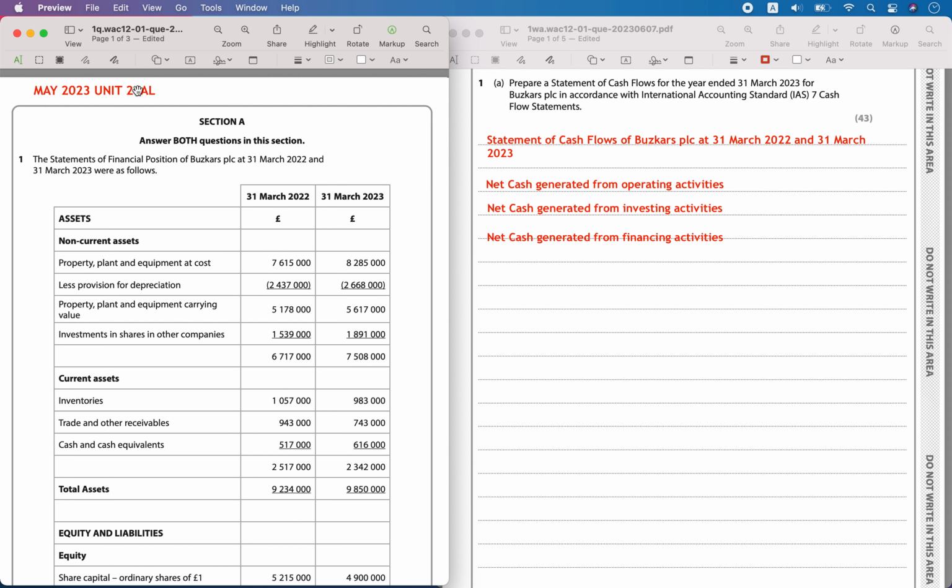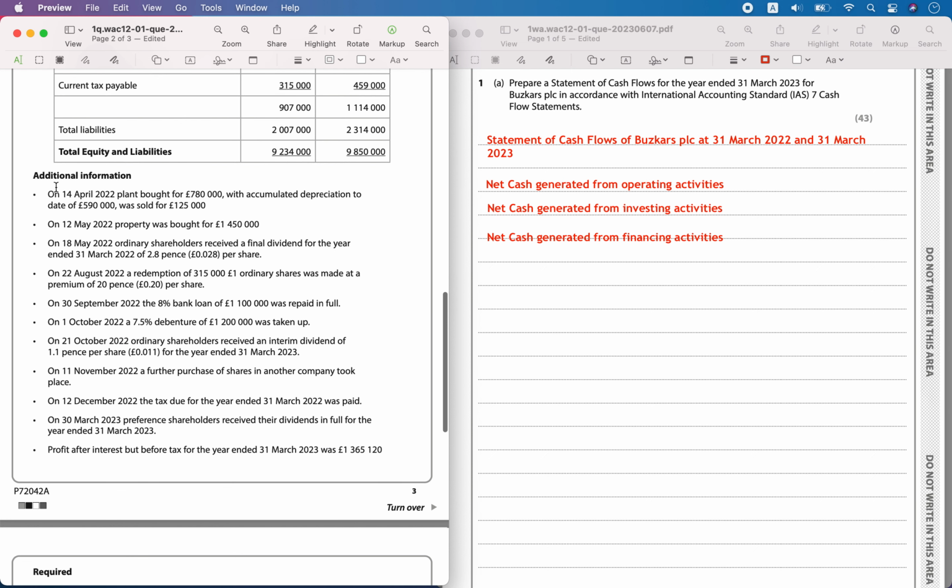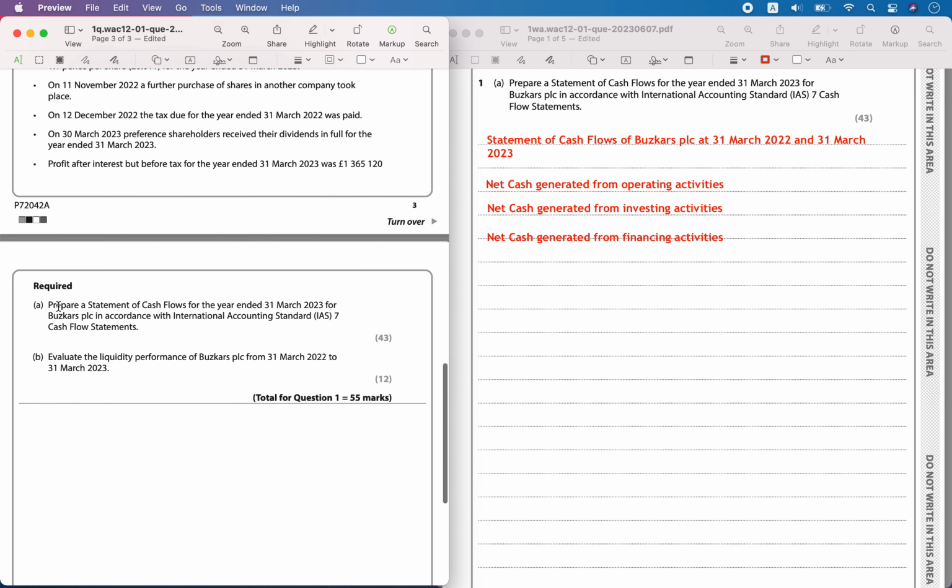Hello, today we are solving May 2023 Unit 2 IAL paper. Question number 1. The statements of financial position for Buzkars PLC at 31st March 2022 and 31st March 2023 are as follows. It is given here, and apart from that they have given some additional information where adjustments have to be included in the above.